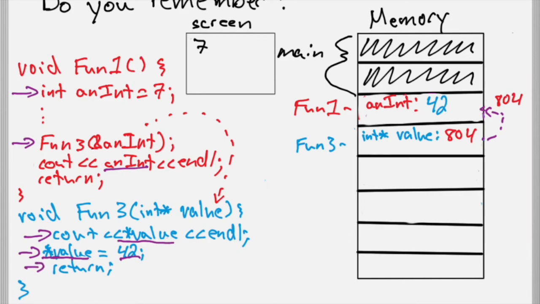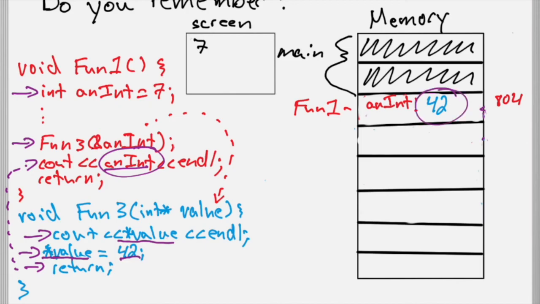And then we return. So like before, we see the memory for fun3 deallocated, and we end up back here in fun1 where we're going to execute that cout. And once again, the value of an int is being printed to the screen, which we have updated to a 42, and so we see the 42 pop out on the screen. Okay, so this is just an example of how pointers can be useful. Pointers can be used to get the behavior we see when we use pass by reference if pass by reference isn't available.